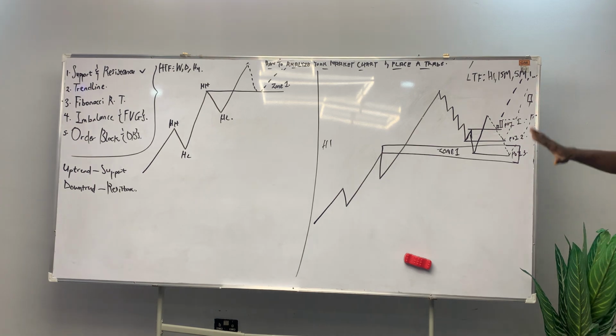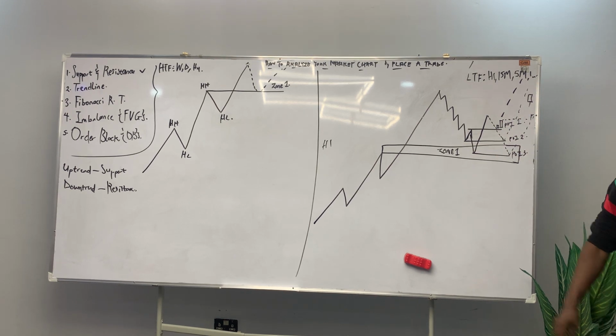This template is for an uptrend while using the support and resistance method. So you draw it in your book like this. Is it clear? Sure, it's clear.